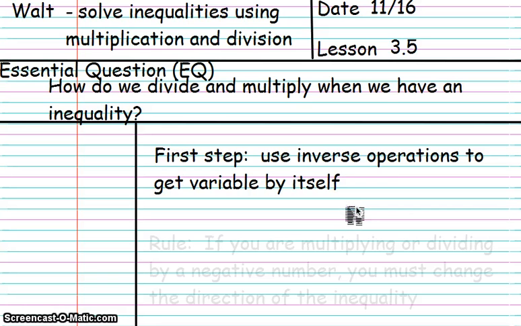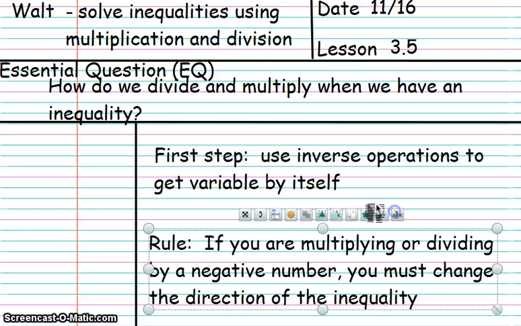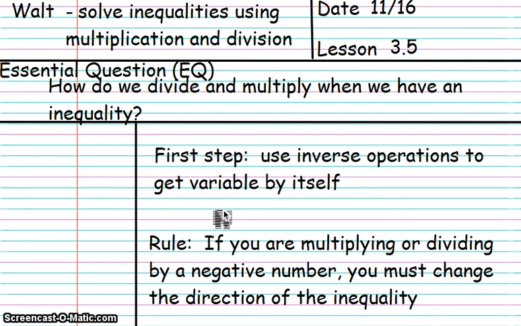Here's the problem. Once you are left with just a negative or positive, you need to write this rule down. If you are multiplying or dividing by a negative number, you have to change the direction of the inequality. That sounds like a lot of words, and we're going to clarify that for you right now.